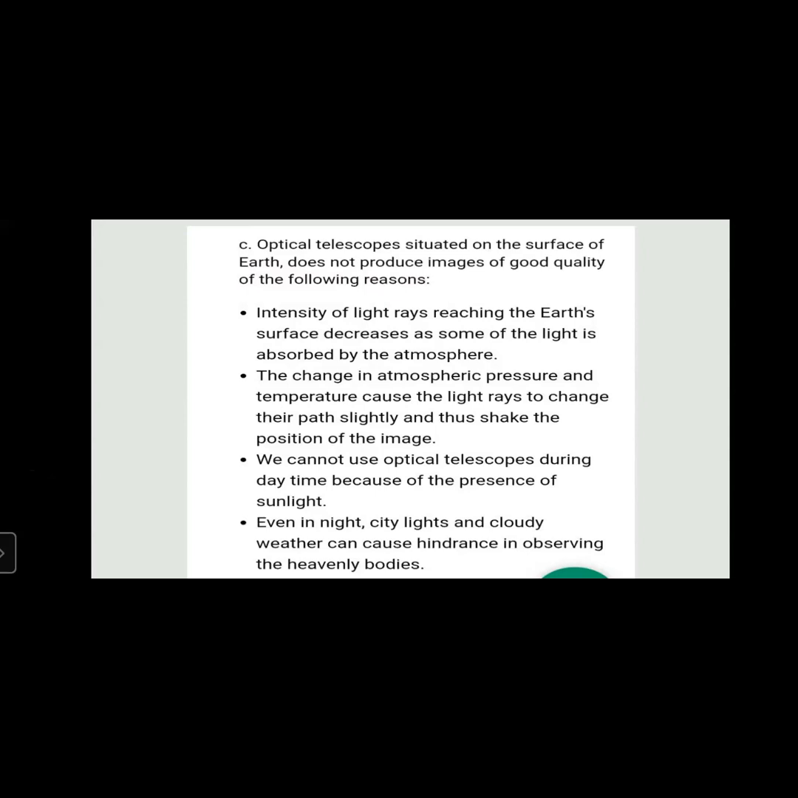Intensity of the light rays reaching the Earth's surface decreases as some of the light is absorbed by the atmosphere. The second point is the change in atmospheric pressure and temperature causes the light rays to change their path slightly and thus shake the position of the image. Third, we cannot use optical telescopes during daytime because of the presence of sunlight. Then the last point is, even at night, city lights and cloudy weather can cause hindrance in observing the heavenly bodies. That is why the optical telescopes are located on mountains.